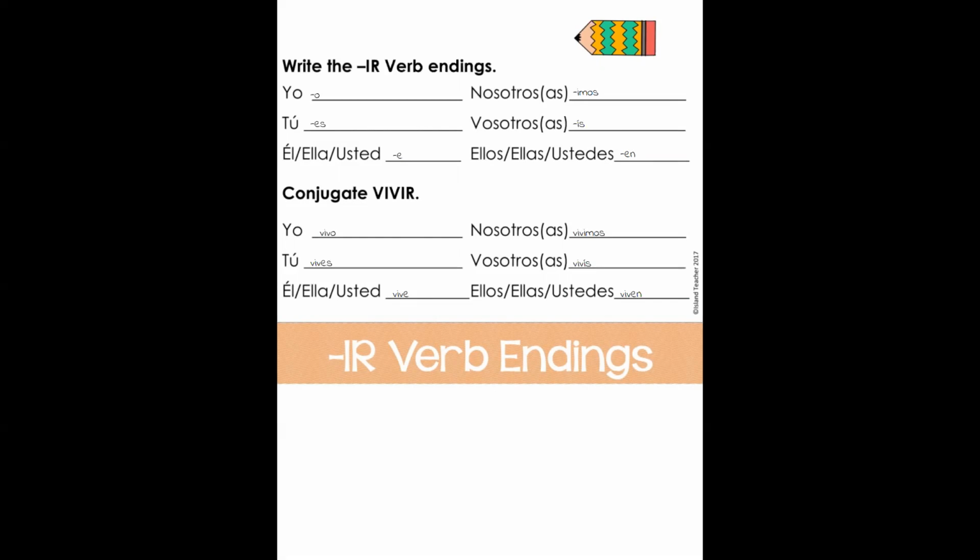So a good example verb would be vivir. Yo vivo. Tú vives. Él, ella, or usted vive. Nosotros or nosotras vivimos. Vosotros or vosotras vivís. Ellos, ellas, or ustedes viven.